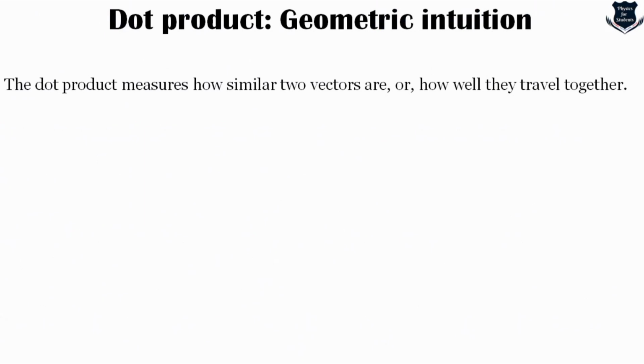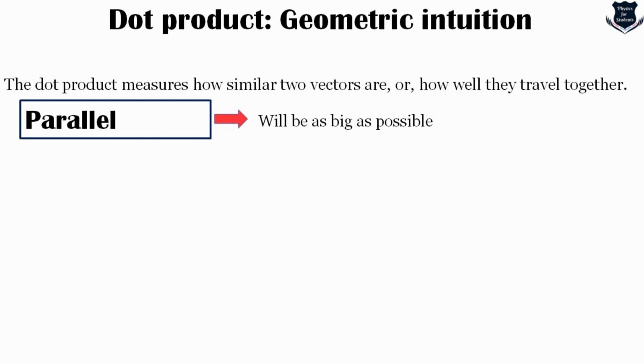Okay, so can we summarize in this way? The dot product measures how similar two vectors are, or how well they travel together, right? Again, this is extremely useful in a practical sense, especially in general relativity. We will see certain quick examples. When we are traveling together, that means I am traveling with my friend, you are traveling with your mate, so there is a kind of similarity, and this similarity is in terms of characteristics.